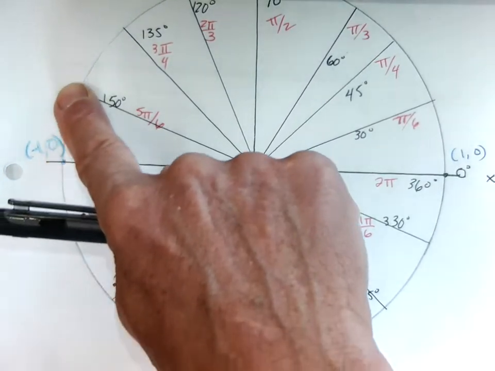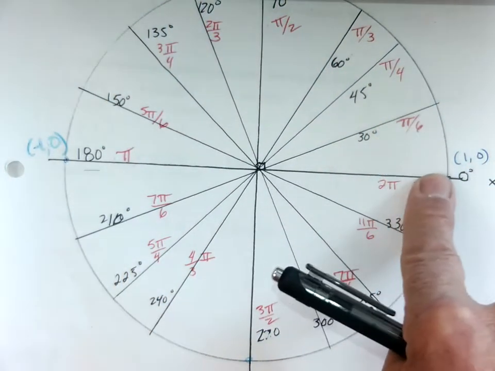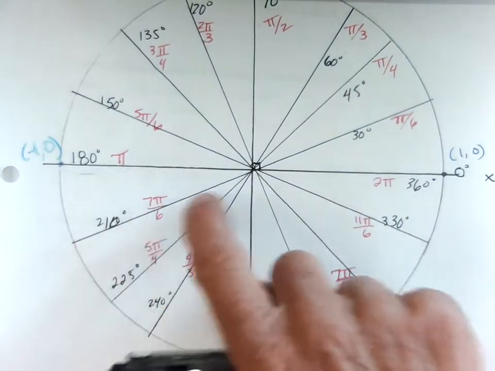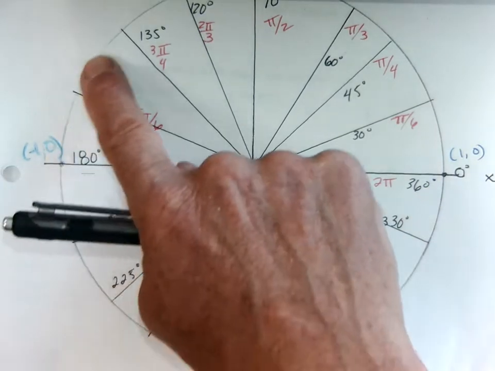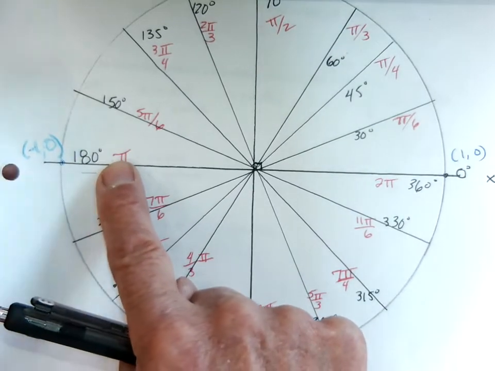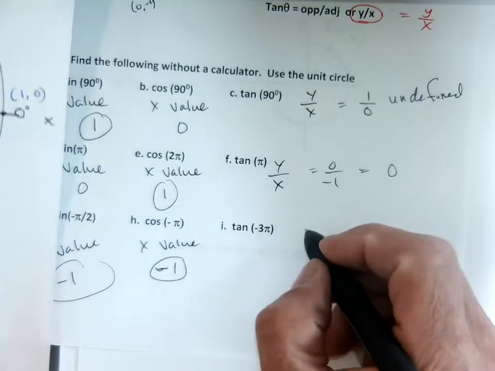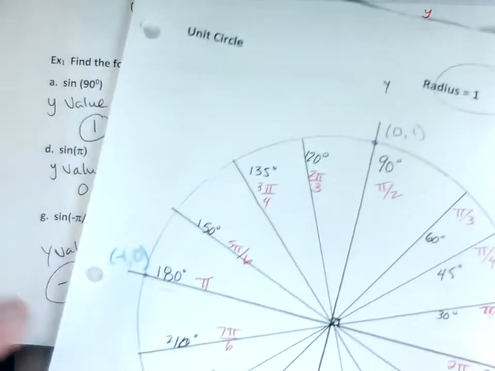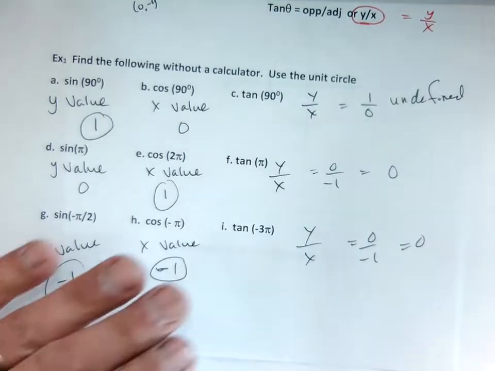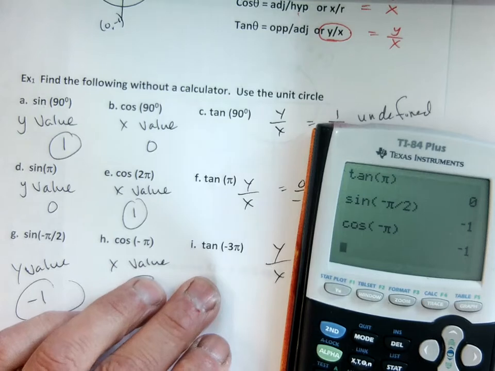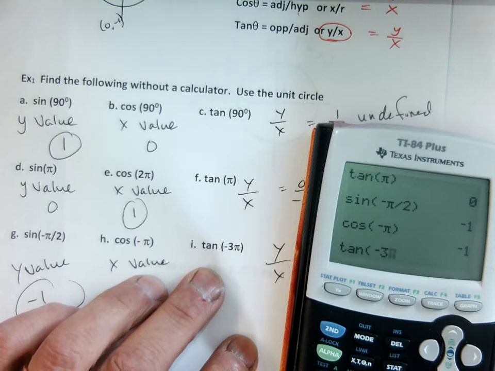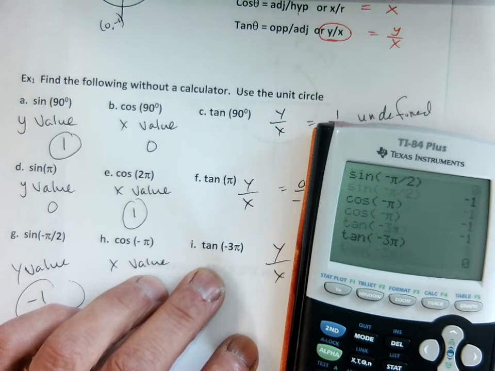1 pi. 2 pi. 3 pi. Want me to do it again? Pi is this much, but we're going backwards. 1 pi. 2 pi. 3 pi puts me at this angle here. And so I want the tangent, which is going to be my y over my x, which is going to be my 0 over negative 1, which is 0. And again, I can verify that with my calculator. I can go tangent of negative 3 pi, and I get an answer of 0, okay?